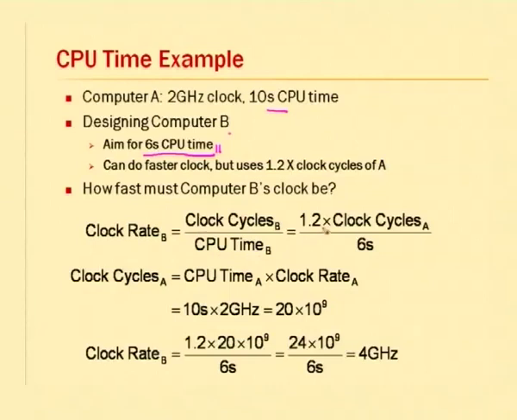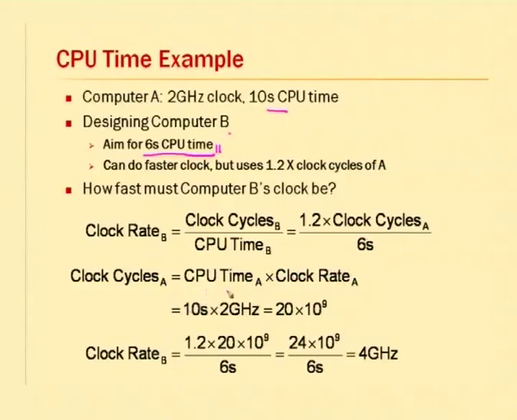So this is equal to 1.2 times clock cycles of A, because we said that the same program running on machine B takes up 1.2 times the clock cycles of A. So 1.2 into clock cycles of A divided by CPU time B. Now I want it to be over in 6 seconds, therefore this is 6 seconds. Now clock cycles of A, this is what we need to find out, right? How many clock cycles of A will be used up? That will be equal to CPU time of A into the clock rate of A.